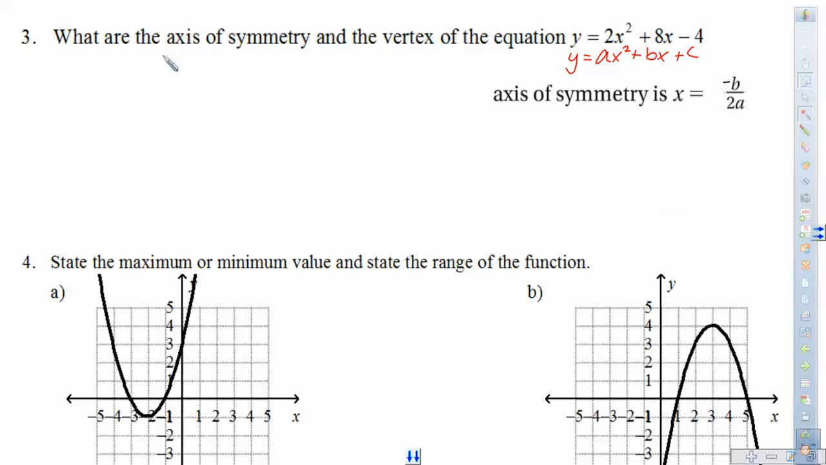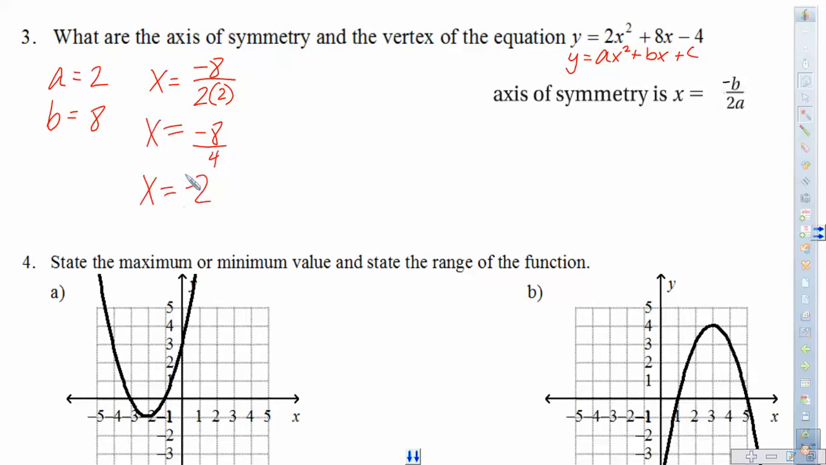So let's take a little bit of stock here of what we got in this equation. For the axis of symmetry, a would be 2, and b, which we would need, would be positive 8. So the axis of symmetry would be x equals the opposite of b. So if b is 8, I want negative 8 divided by 2 times a, so 2 times 2. Then keep on going here. We have negative 8 divided by 4, and so then x would have to be negative 2. So there's our axis of symmetry.